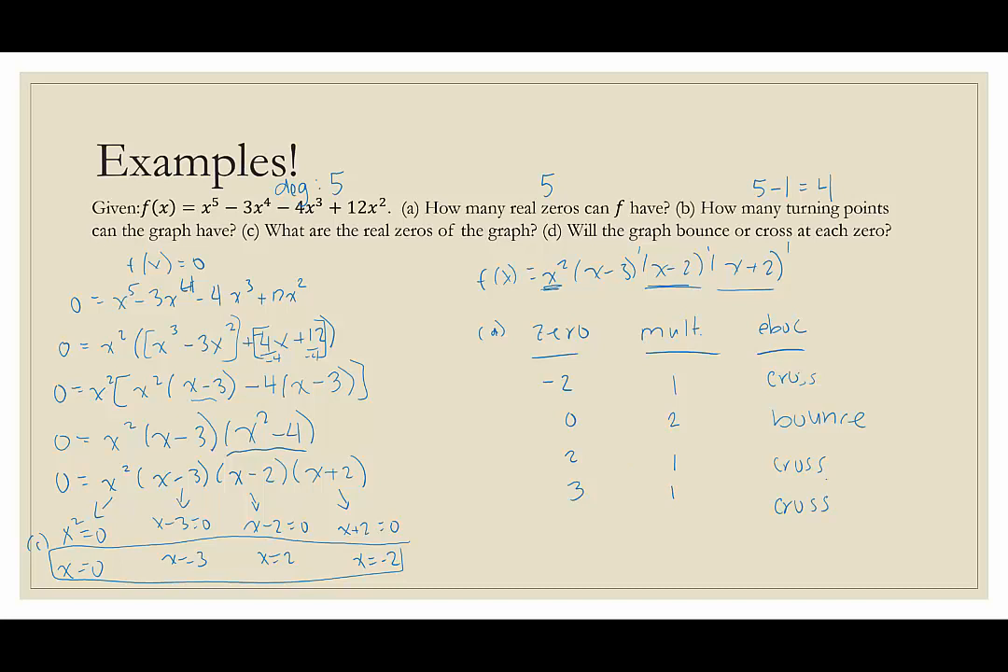So what does this mean? What does this look like? Basically, very roughly, if I sketch this, we would have a 0 at negative 2, a 0 at 0, a 0 at 2, and a 0 at 3.